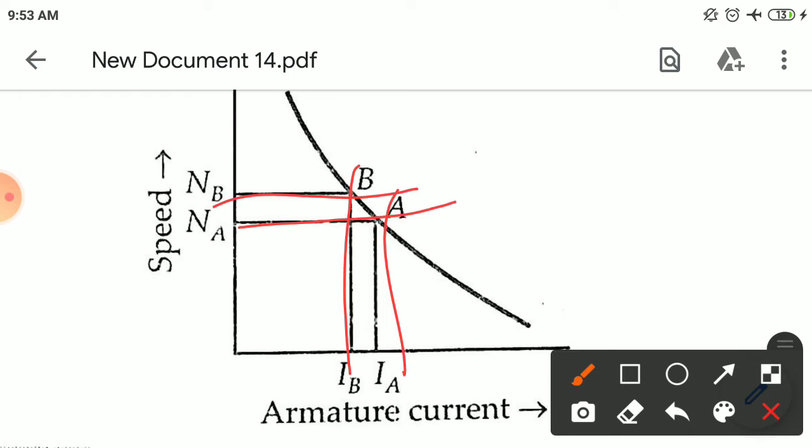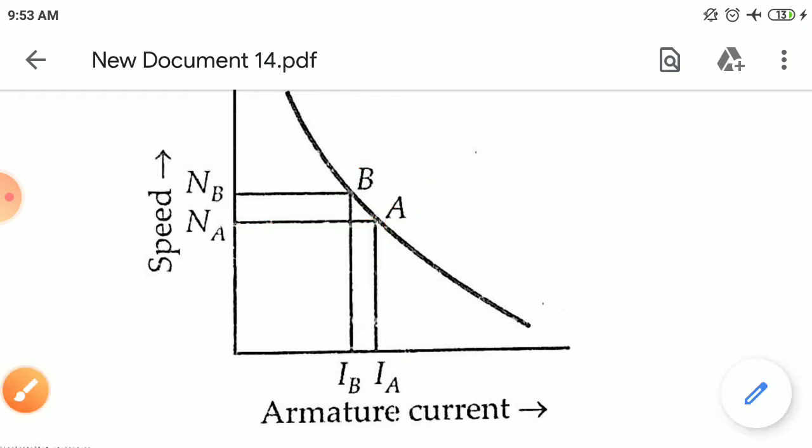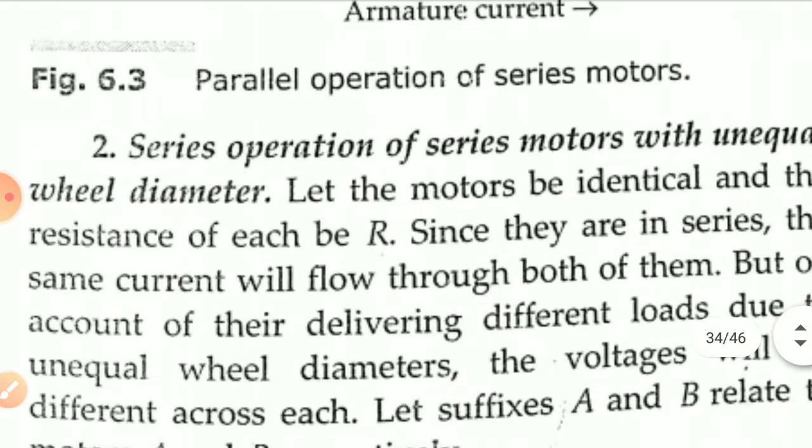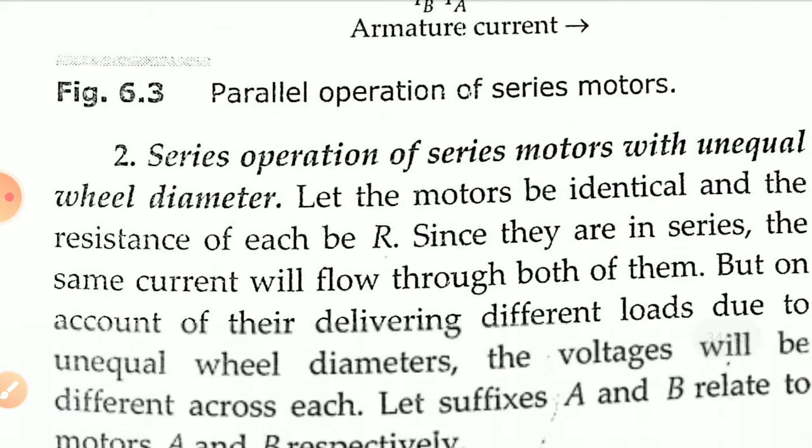Okay, so the motors are therefore fairly equally loaded. If you are operating motors in a parallel way, the motors are fairly equally loaded. So that is one way, parallel operation of series motors. Another way is series operation of series motors with unequal wheel diameter.